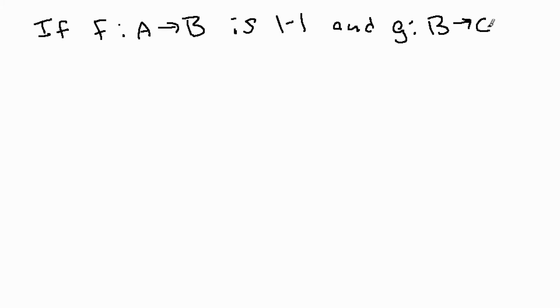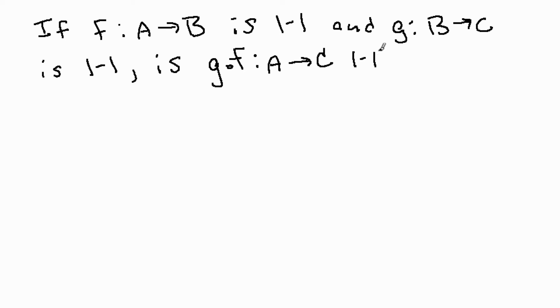So this naturally leads to two questions. If f maps A to B is 1 to 1, and g maps B to C is 1 to 1, is g composed with f, which maps A to C, also 1 to 1?